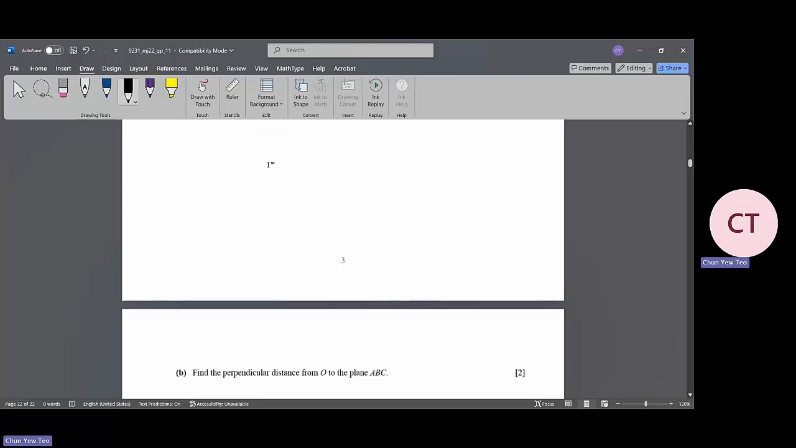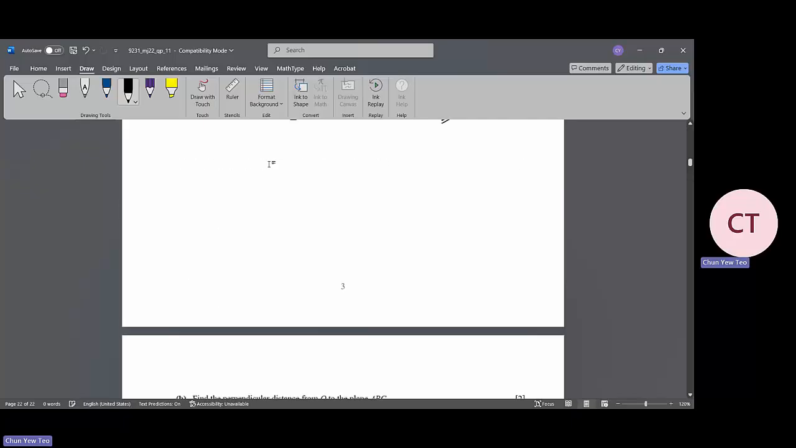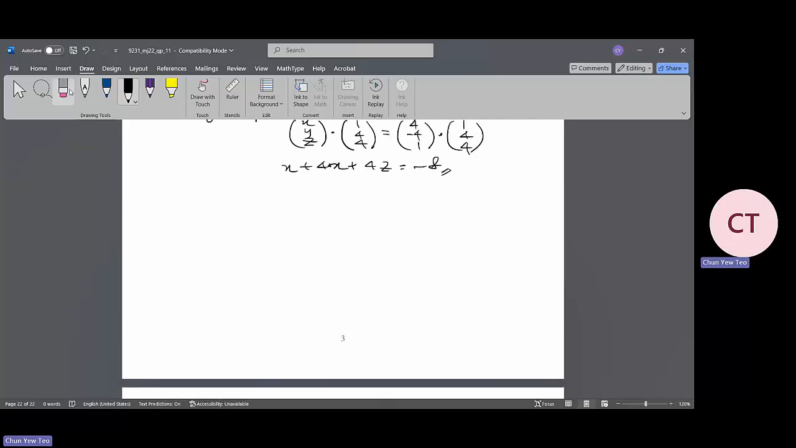So now move on to the part B. Find the perpendicular distance from a point to the plane ABC. So this one we just need to use a formula. So the D will be equal to the equation. What is the equation of the plane ABC just now? This one is a y, yeah? I wrote it wrongly. It's a y.